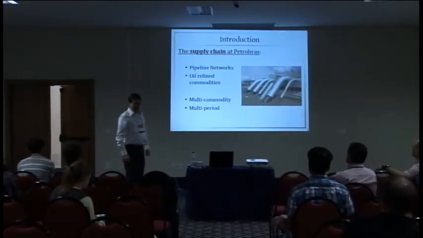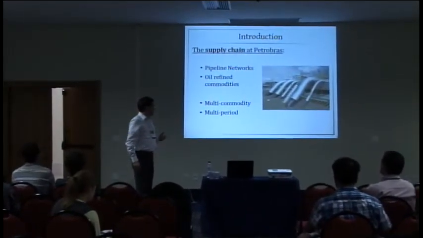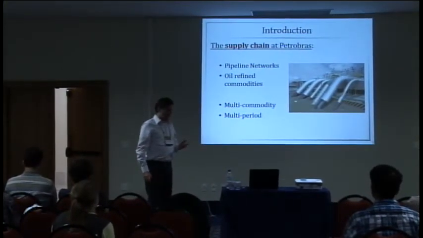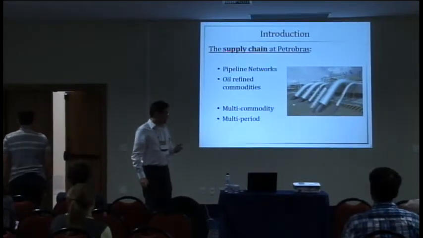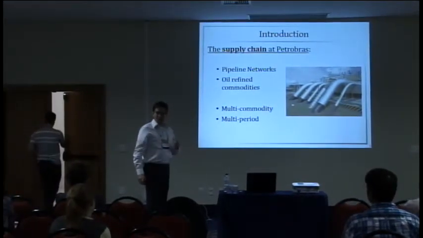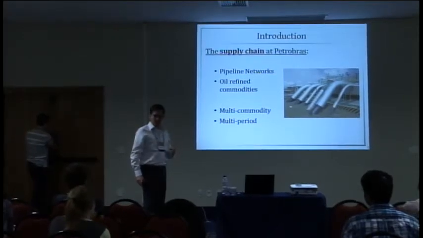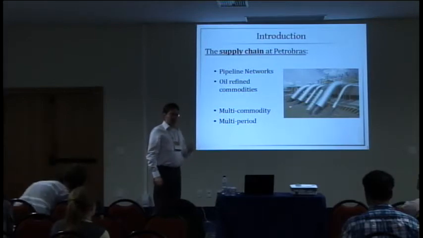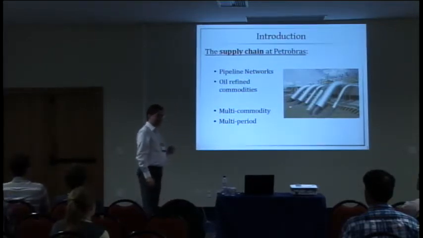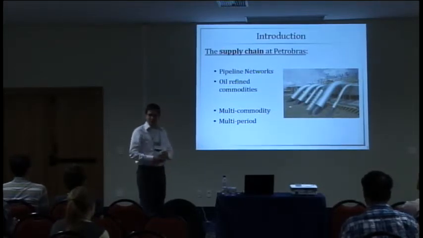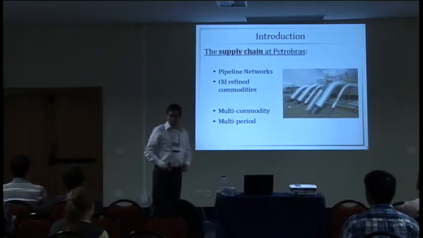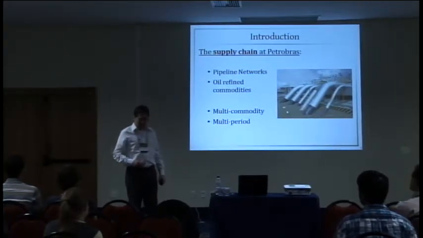So at Petrobras, most of the products are being transported over pipelines. And the pipelines are the preferred way as they have lower operational costs, they are safer to operate, and they scale well over large distances. This pipeline is shared by several commodities. That means that our model must be multi-commodity and also multi-period. That means we have a 2-month planning horizon, and this planning horizon is divided into independent time slices.